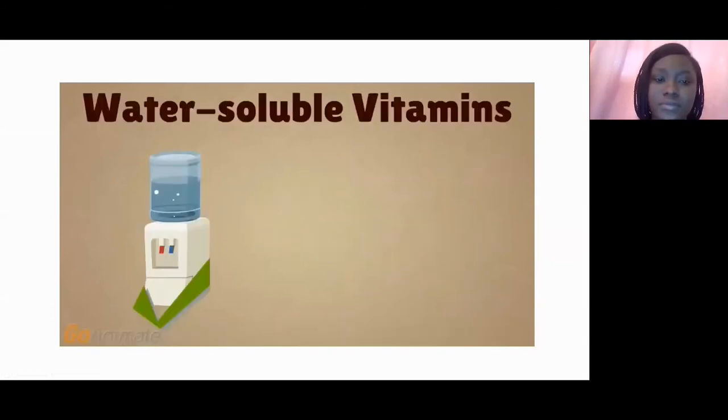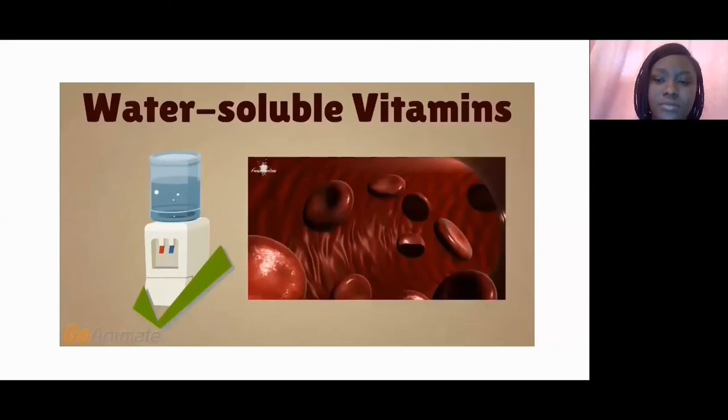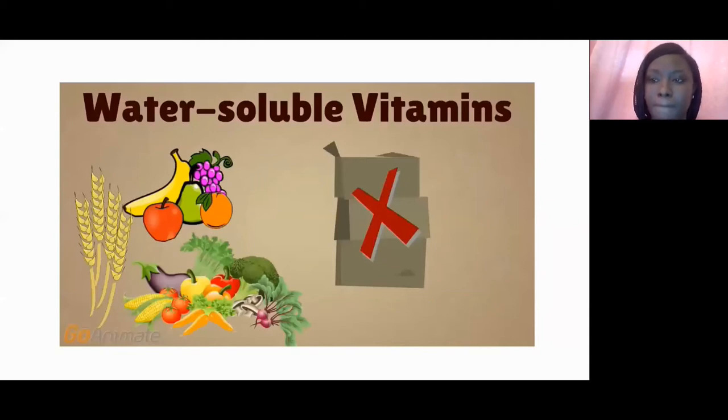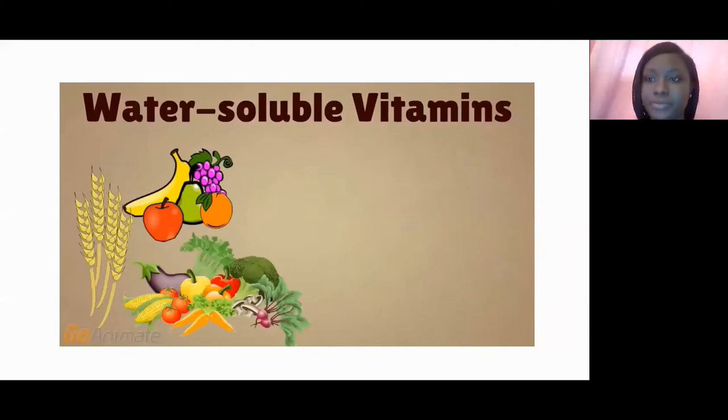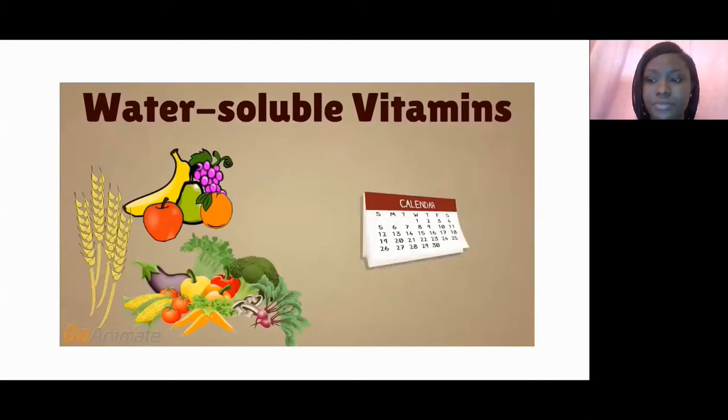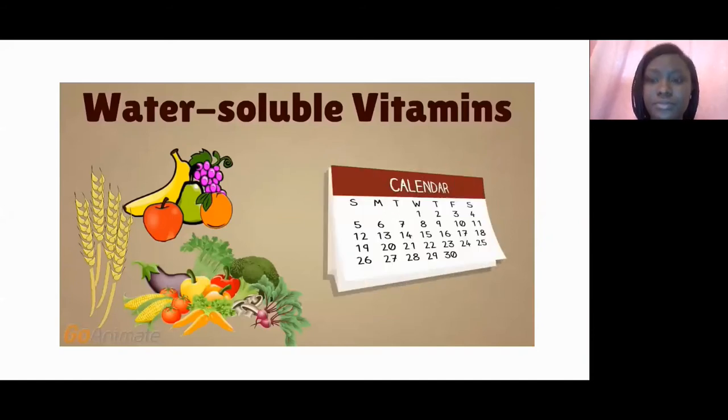Water-soluble vitamins dissolve in water and are able to move around freely in the body through the blood. These vitamins are found in the watery portions of fruits, vegetables, and grains. Water-soluble vitamins are not stored in the body. The body takes the vitamins needed from our food, and the remainder is disposed of through the kidneys. This means that water-soluble vitamins need to be regularly replenished as part of our daily diet.